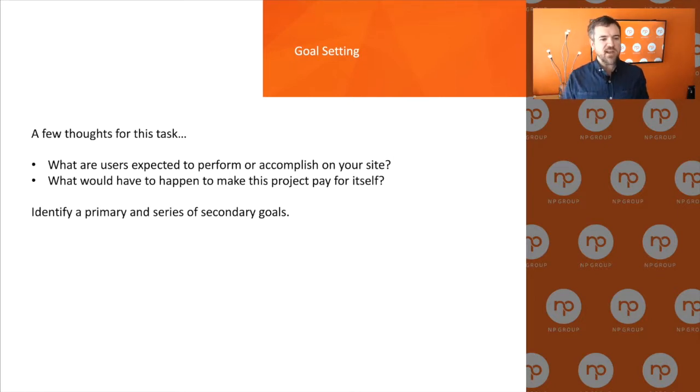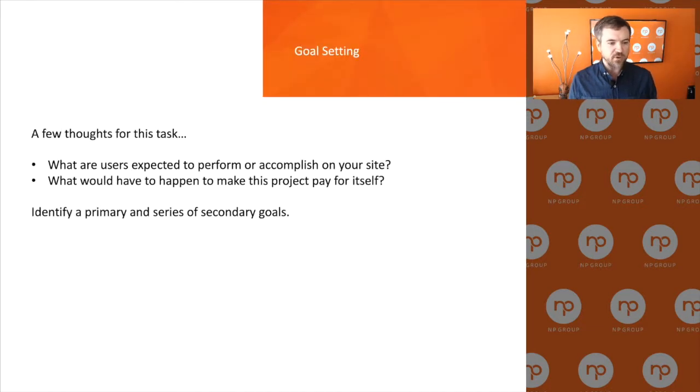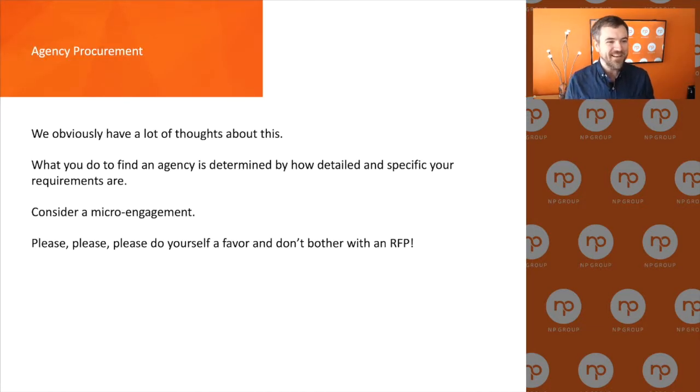And a great question I ask just to determine the value of the project is, what would have to happen for the project to pay for itself? Because that gets us into a discussion of value and return on investment. So I really encourage everybody to think about that question because that's so important. And did I miss something there? Yeah, primary and secondary goals. So we talked about that.